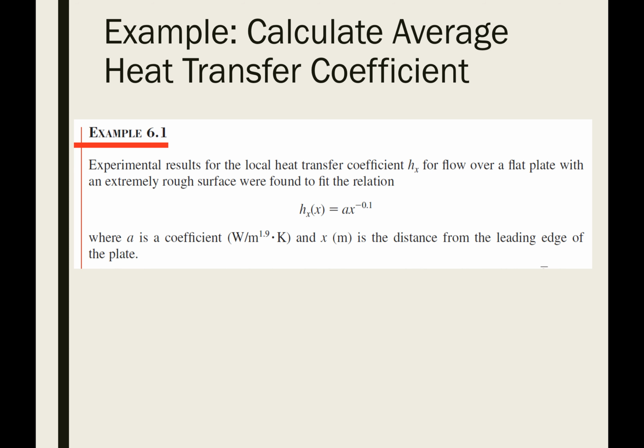This one's from the book. Suppose that someone did an experiment and tried to calculate what the local heat transfer coefficient was and put a correlation to it. Experimental results for the local heat transfer coefficient h sub x for flow over a flat plate with an extremely rough surface were found to fit the relation h as a function of x is equal to a times x to the minus 0.1, where a is a coefficient. This is just someone who did an experiment and used Excel or whatever to fit a relationship to that. So how would we go about finding the average heat transfer coefficient over the whole plate?